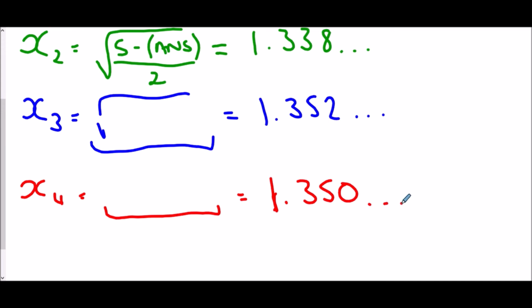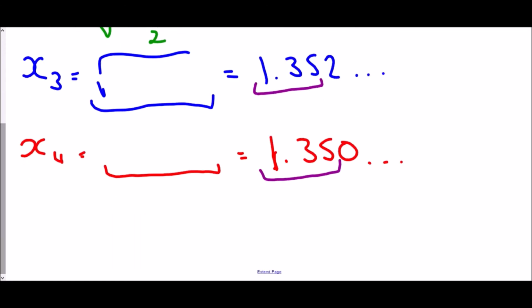And if we have a look, well, there to 2 decimal places is 1.35, and to 2 decimal places is 1.35. The fact that we've got a match, that is our solution. So x equals 1.35.